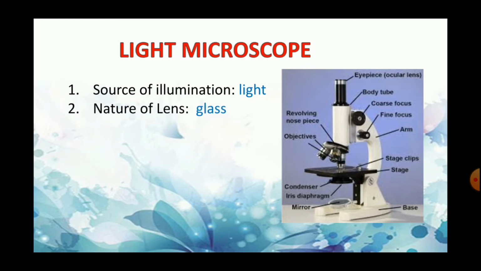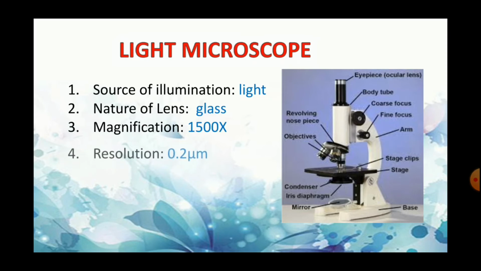The nature of lenses is glass. Glass lenses are used in this type of microscope, one in the eyepiece and other in the objectives, and there are different power lenses in the objectives. According to requirement, we can use different type of glass lenses. The one magnify the image of the specimen, which is further enlarged by the other lens. The magnification power is 1500x and the resolution power of this microscope is 0.2 micron meter.